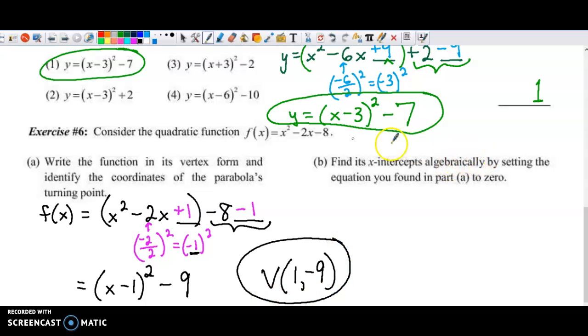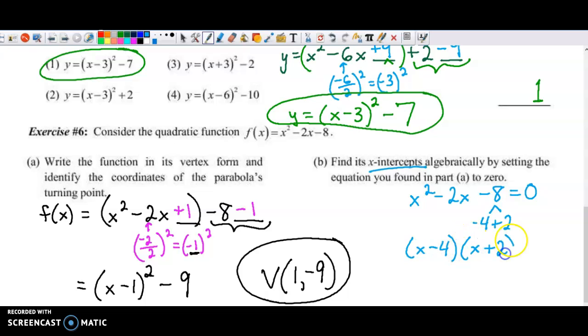Now, the last thing to do is they want you to find the x-intercepts. And they remind you that you can find the x-intercepts by setting the equation equal to 0. Factors of negative 8 that add to negative 2 would be negative 4 and 2. So we write it out that way, x minus 4 and x plus 2. And then remember the zero product property would tell us that our x-intercepts will be 4 and negative 2.